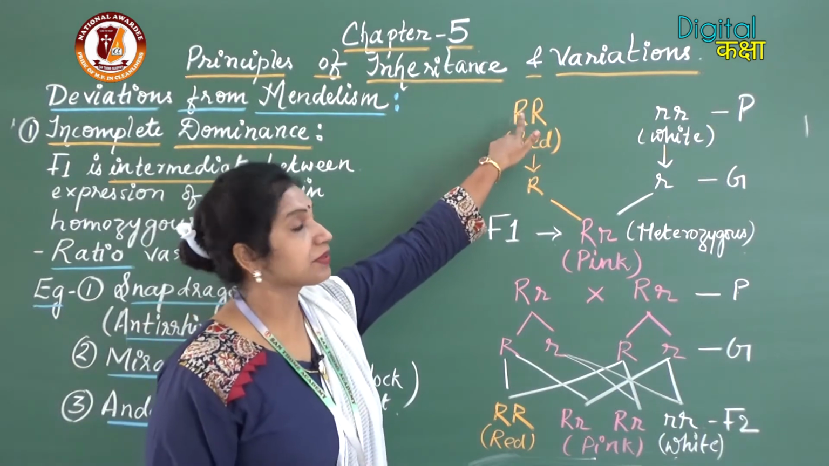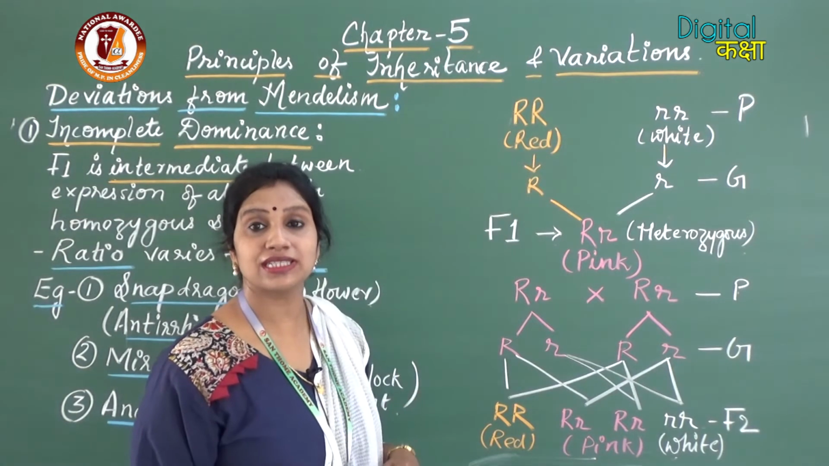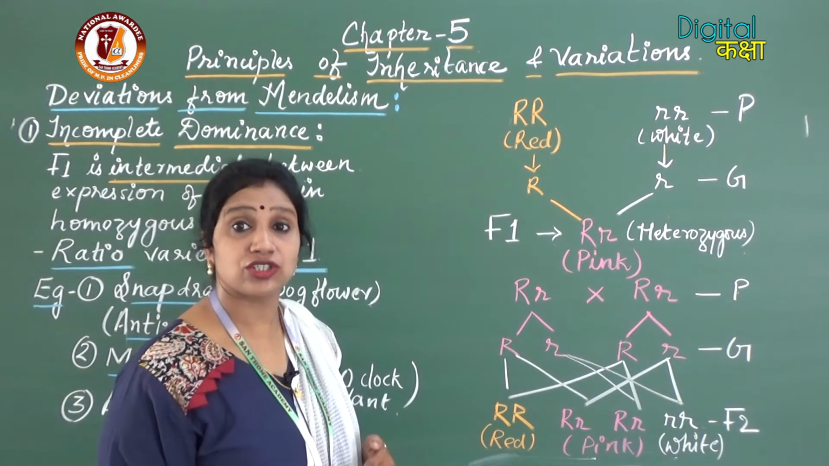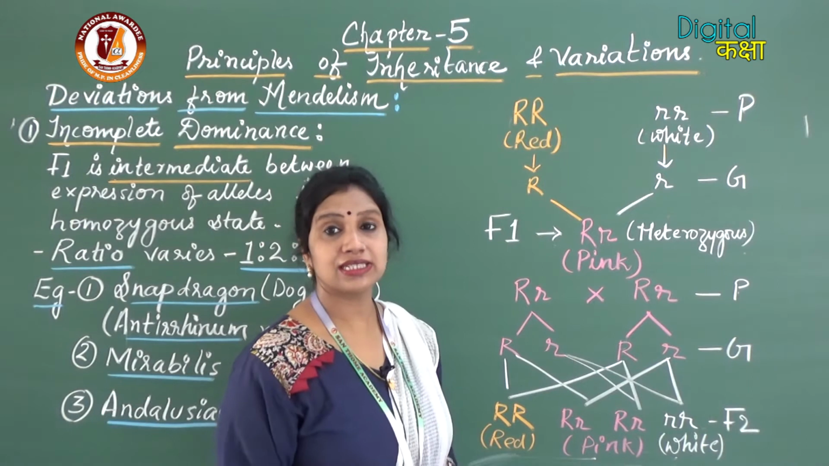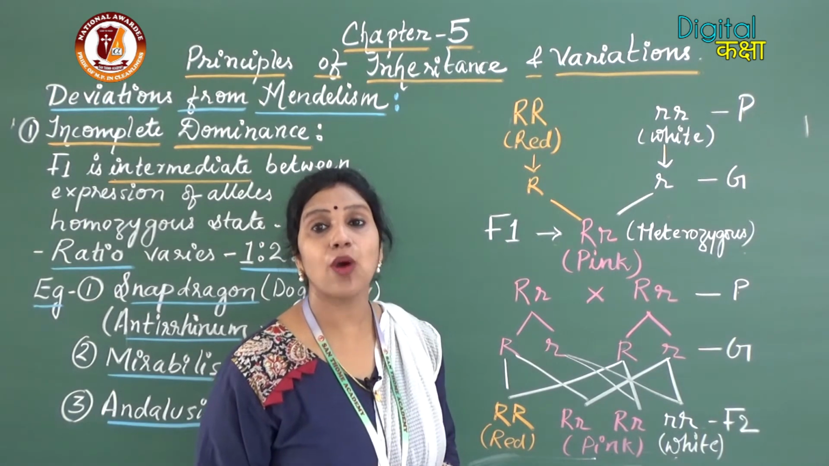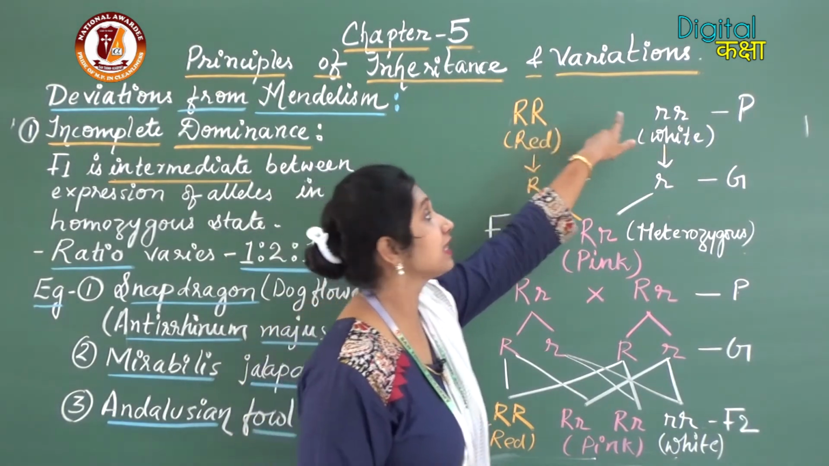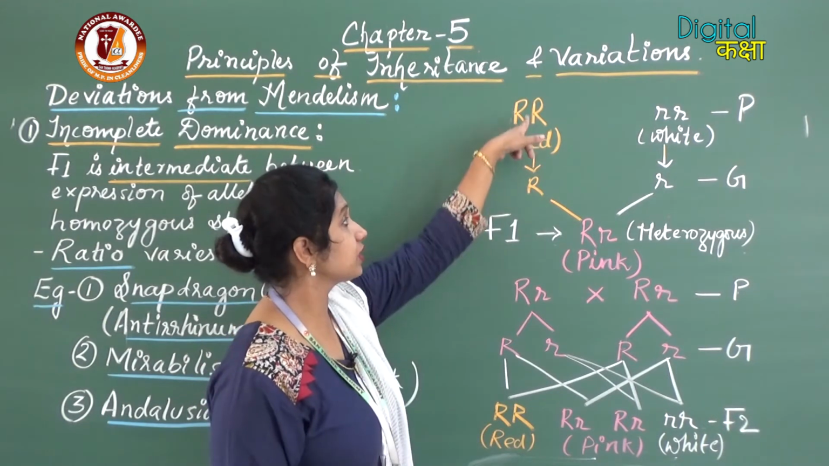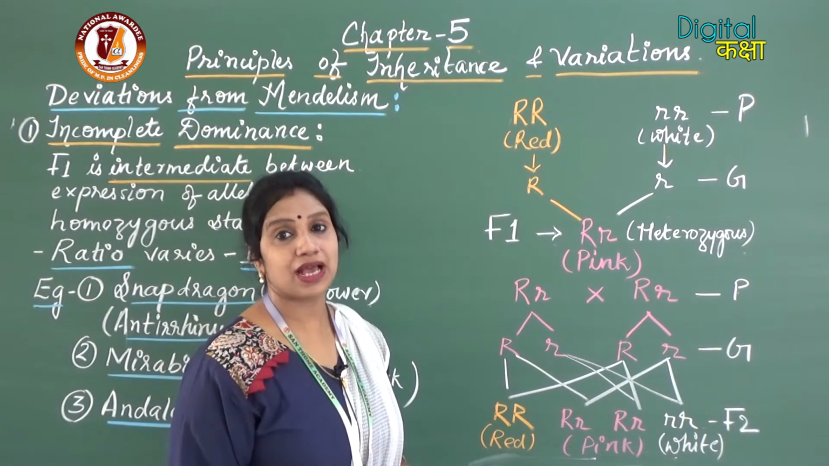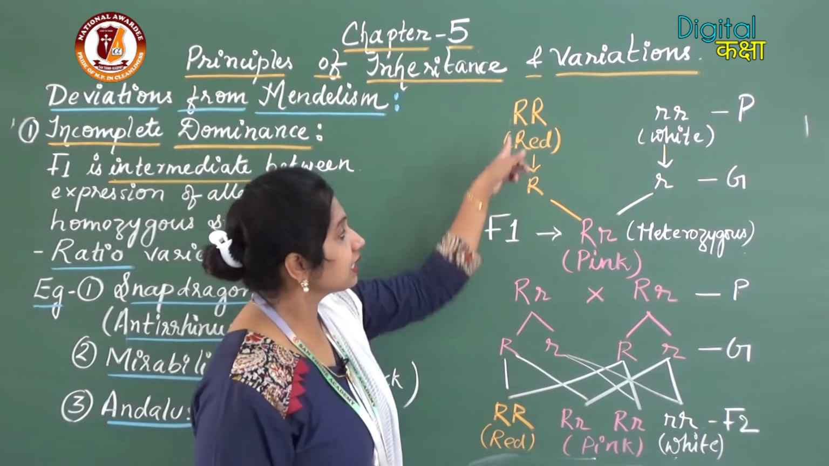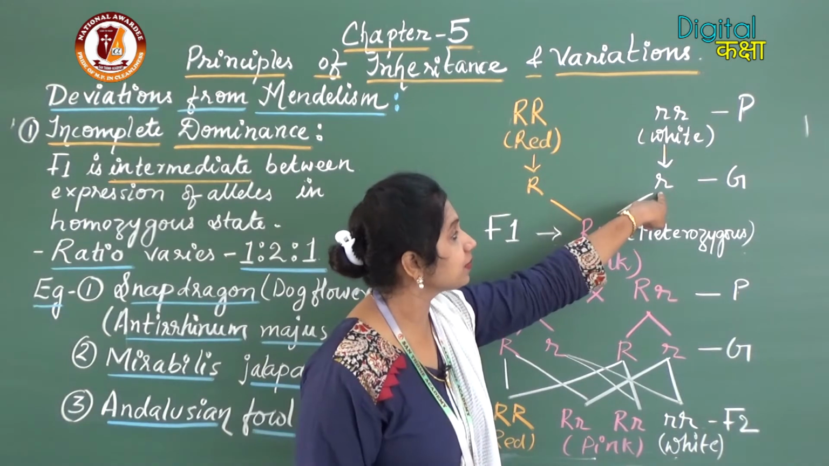Here you can see capital R, which represents red flower color, the dominant trait. Small r is the recessive trait, that means white colored flowers. These two will be the parents, parent P1 and parent P2. Now you can see the gametes being formed. As both plants are in homozygous state, the gametes will be capital R and small r.